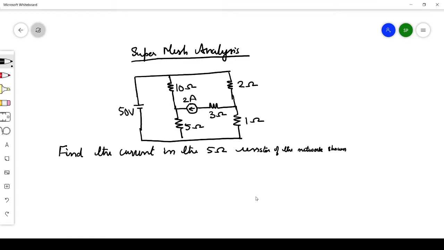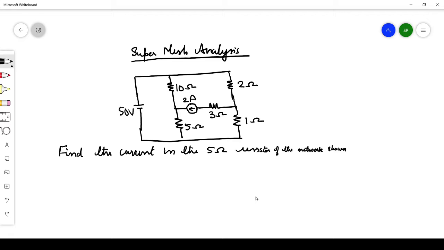Today we will see how to solve an electrical network using Supermesh analysis. Okay, so this is the example we are considering. In this example, we are asked to find the current in the 5 ohm resistor of the network. When you observe this network, you can see there are three meshes present, but you can see a current source which is common to mesh 2 and mesh 3.